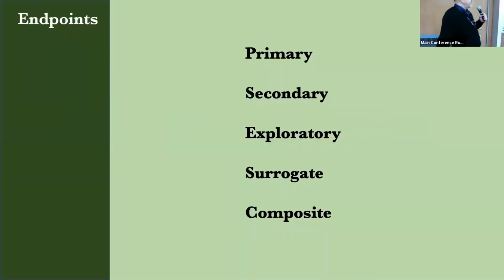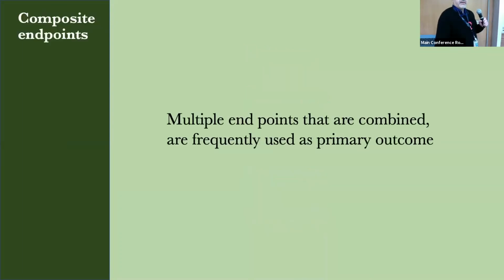Oh, and then the last one is composite outcome, and we're going to focus our talk today on composite outcomes. So composite outcome is when instead of picking one primary outcome, you combine 2, 3, or even more outcomes together as your primary outcome. And if the patient meets any of those endpoints, then they meet the primary outcome. Why would people do that?